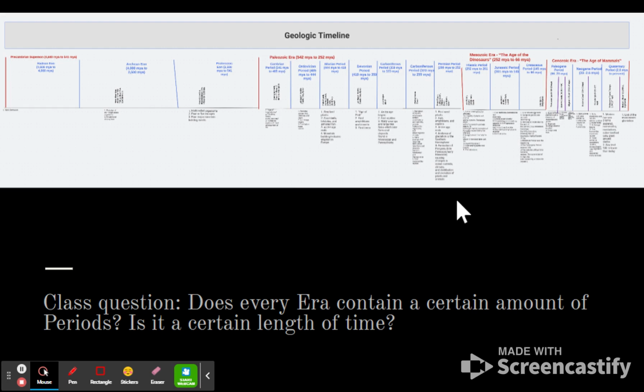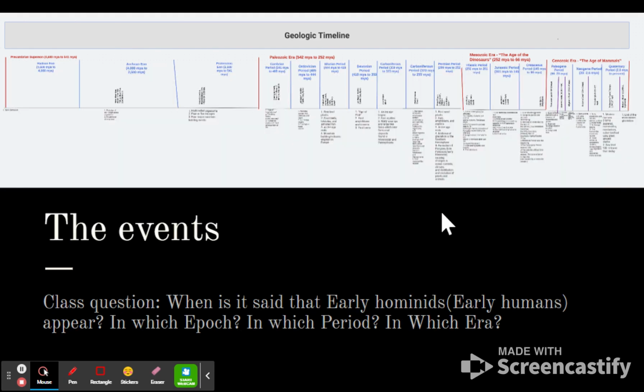Class question: does every era contain a certain amount of periods? Is it a certain length of time? Don't different things happen to stop different time periods? So eras are not a certain length of time. They don't have a certain number of periods or have to have a certain number of periods. There may be some event that is causing the end of an era and the end of a period.